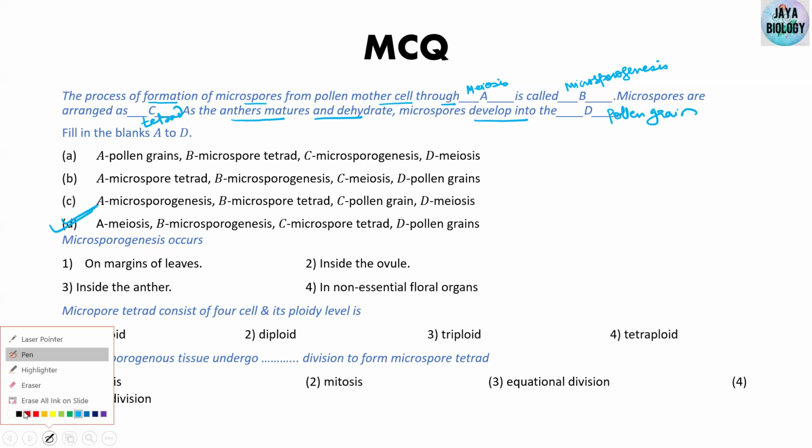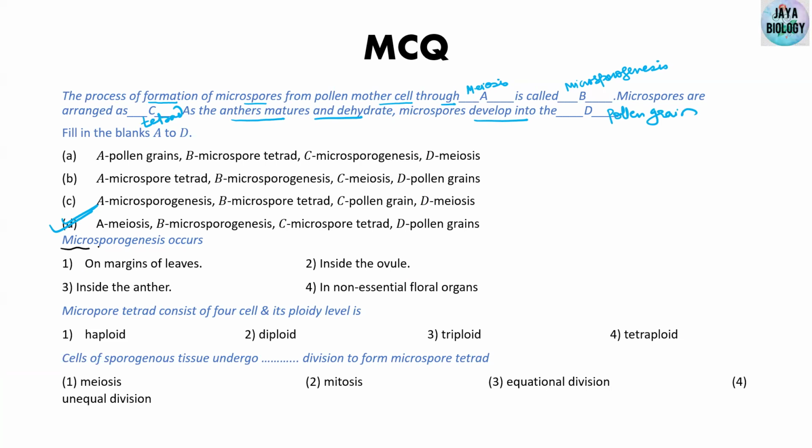Clear? Now, where will microsporogenesis occur? It will occur inside the anther because only there are pollen mother cells present. Microspore tetrad consists of 4 cells, and the ploidy we just discussed: microspore tetrad ploidy is haploid. Clear? Cell of sporogenous tissue undergoes dash to form microspore tetrad. So they undergo meiosis to form microspore tetrad.